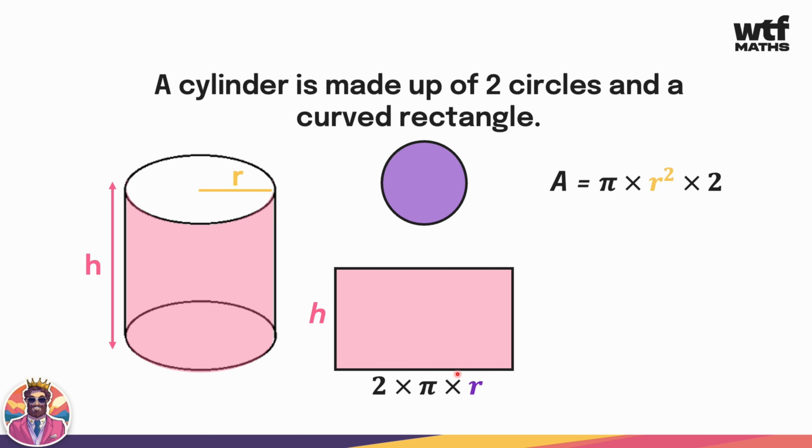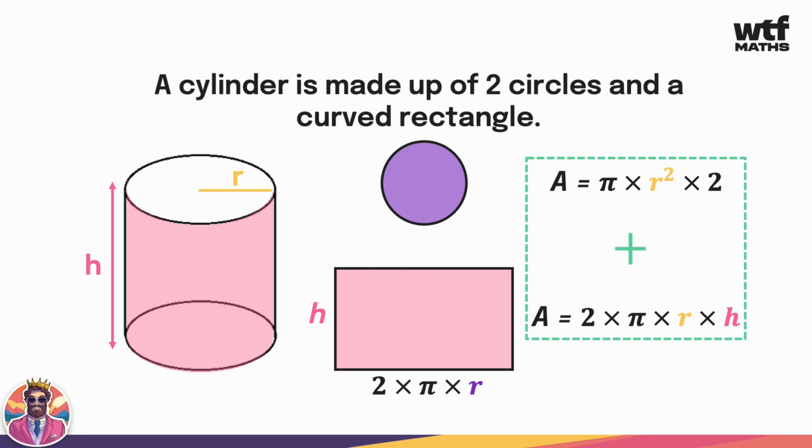So if you want to find the area of this rectangle, you're going to have to do 2 times pi times radius times height. And then we add these both together and that will give us our surface area of a cylinder. So you need to find 2 circles and then add on 1 rectangle at the end.